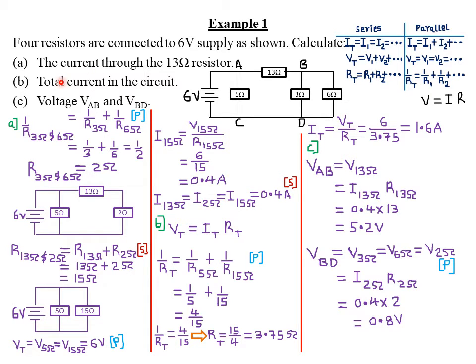Then part B, they want us to find the total current in the circuit. Remember, to find the total current from Ohm's law, V equals IR, we must have the total voltage and also the total resistance. So V total equals I total times the total resistance through the circuit. We already have the total voltage through the circuit, which is 6 volts, but we don't have the total resistance through the circuit. So that is R effective.